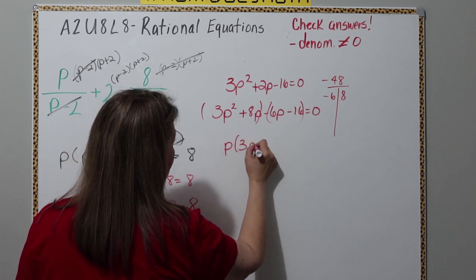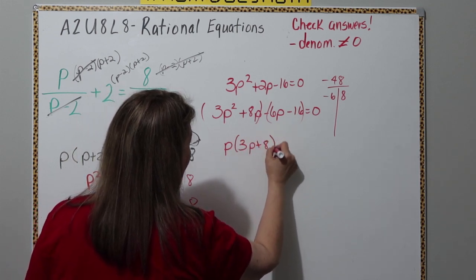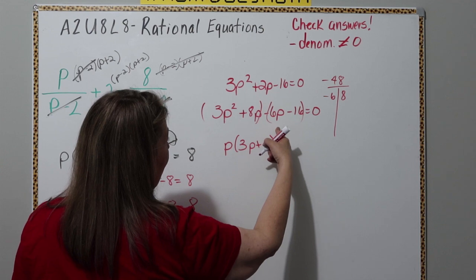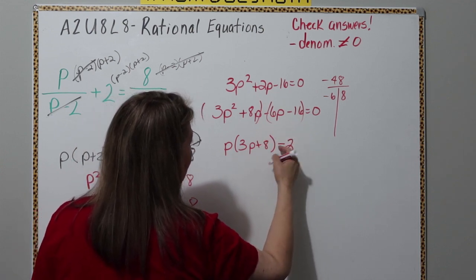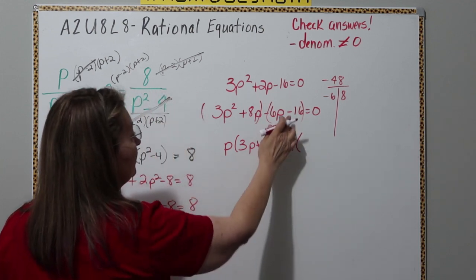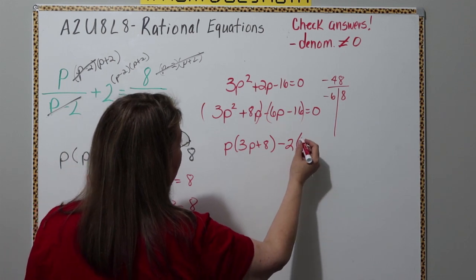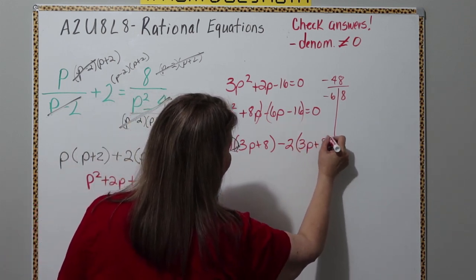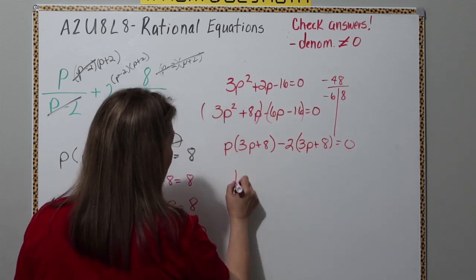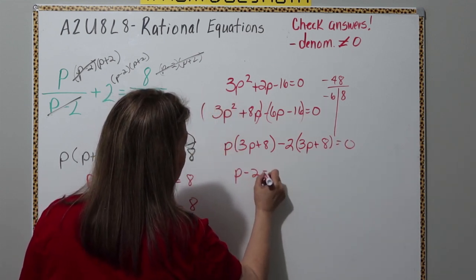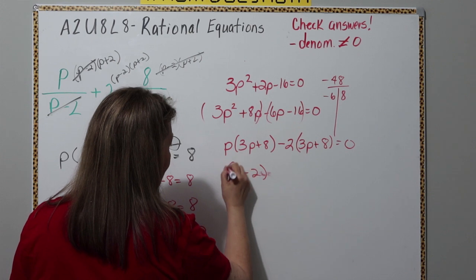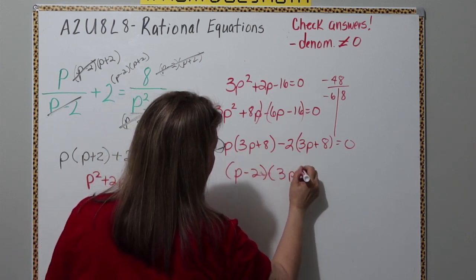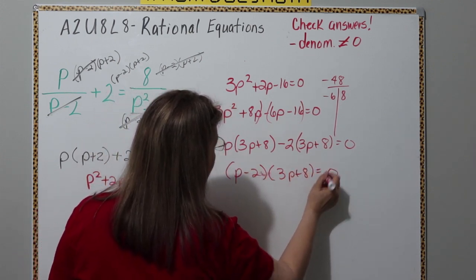So you have 3p plus 8. And your greatest common factor here is going to be 2. Now remember, you're factoring out a negative, so it's going to change the sign of that binomial there. You've got 3p plus 8 equals 0. Alright, so we have p minus 2 times 3p plus 8 is equal to 0.